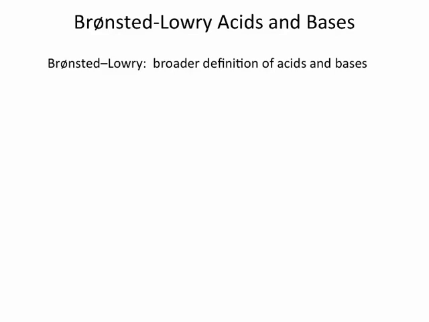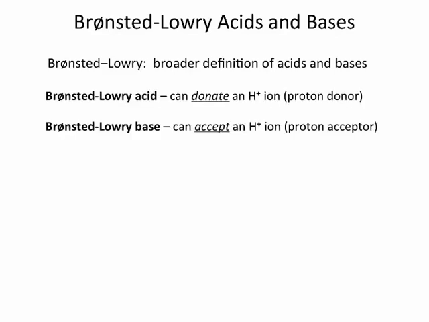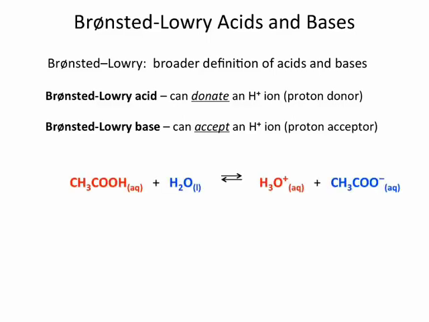So here's the Bronsted-Lowry definition. A little broader. So here, the acid can donate a hydrogen ion, so it donates H+. And since hydrogen plus 1 is really just a proton with no neutron or electron, we call this a proton donor. So the acid can donate protons, then the base can accept protons. So here's an example down here.